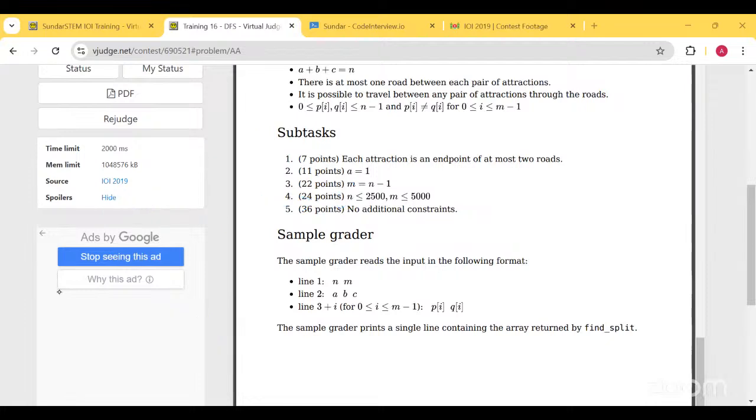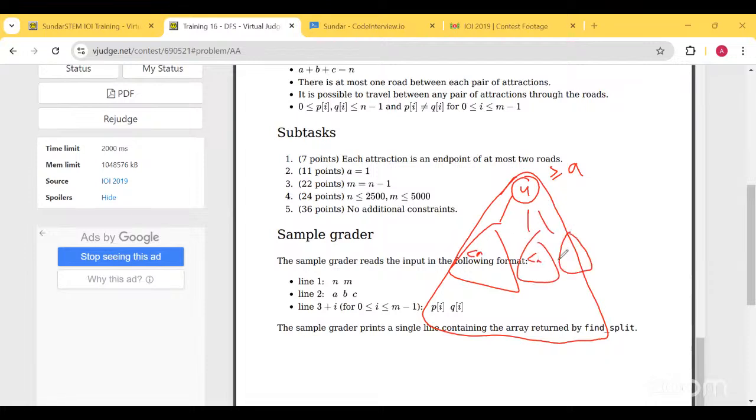Find a node U such that its sub-tree size is at least A and its child sizes are less than A. Okay, so for example, there is a specific node U. Its sub-tree size is greater than or equal to A, and all the children are less than A. Then remove A from the graph.